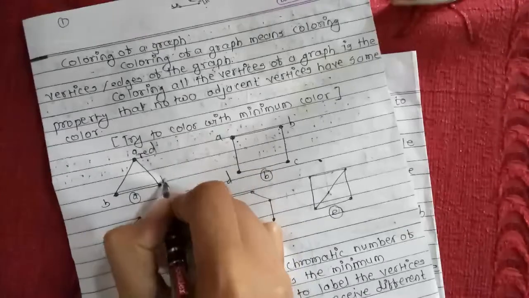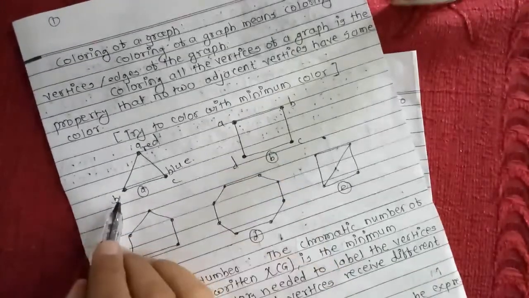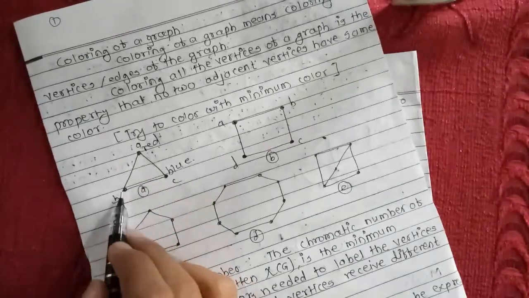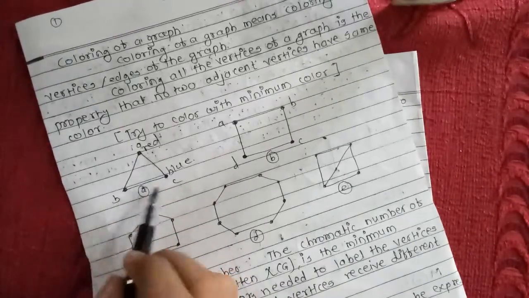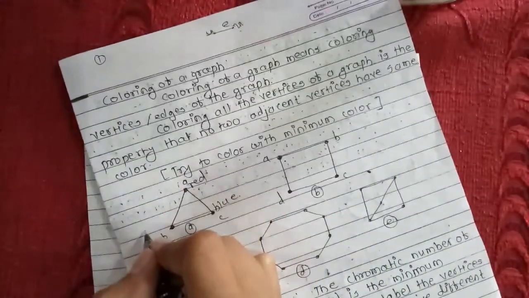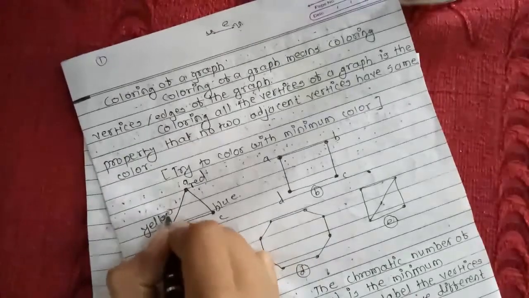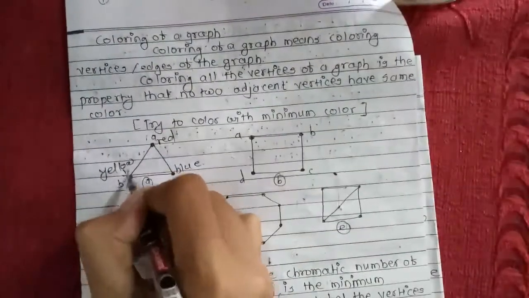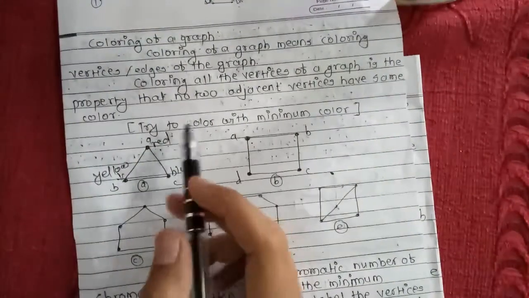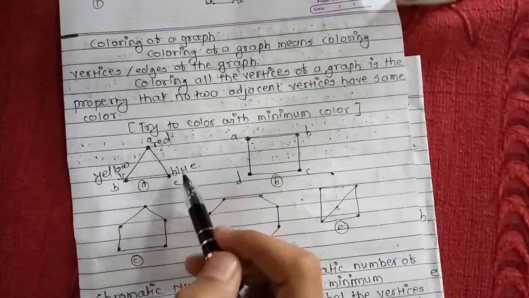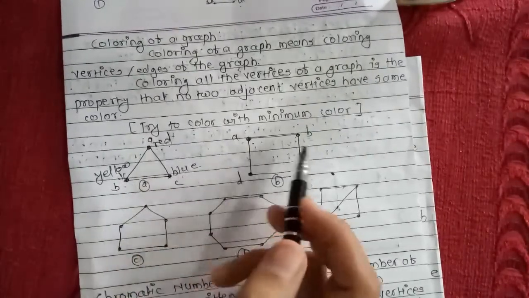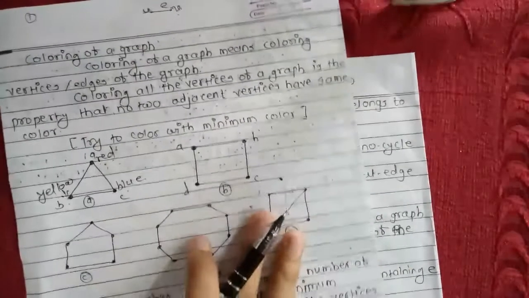Therefore, we give blue color here. So here we cannot give blue color or red color, because B is an adjacent vertex of A and also B is an adjacent vertex of C. Therefore, we give yellow color for B. So in this graph A, we have used 3 colors: red, blue and yellow, for 3 different vertices. Here let us take the second example, the square.